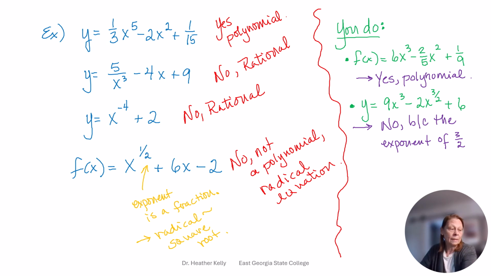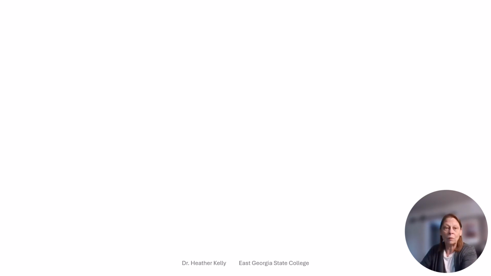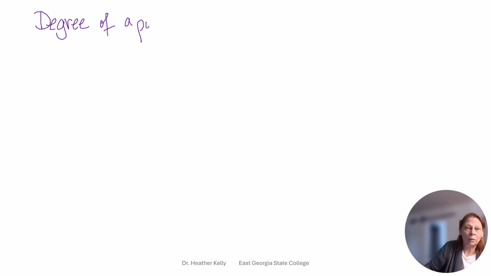All right, so another thing that we want to talk about with polynomials is defining the degree of a polynomial and the turning point. So let's look at the degree of a polynomial. There are two different ways that a polynomial is going to be given to you, and one of the ways is in general form.